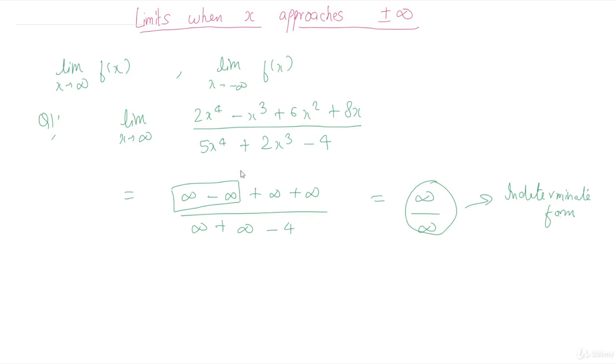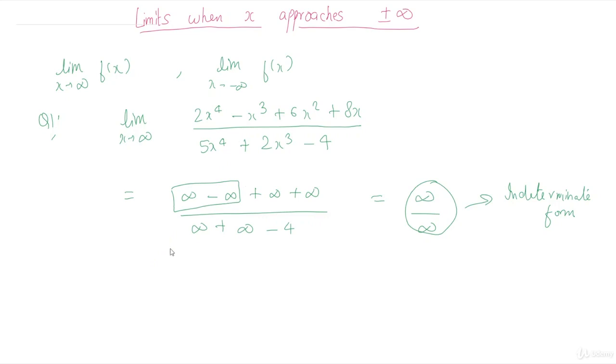Whenever we have to evaluate a limit as x approaches infinity, whether positive or negative infinity, a basic thing we have to keep in mind is that we have to take out the largest power of x from the denominator as a factor from both the numerator and the denominator. In this example, the largest power of x in the denominator is x to the power 4. So we will be taking this out as a factor from the numerator as well as the denominator.